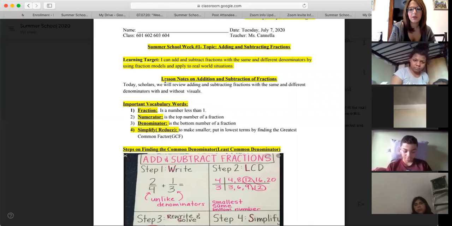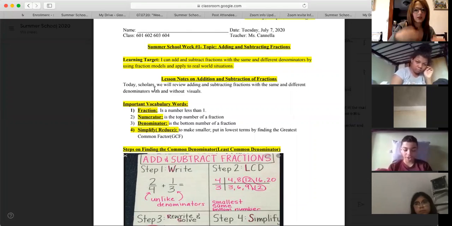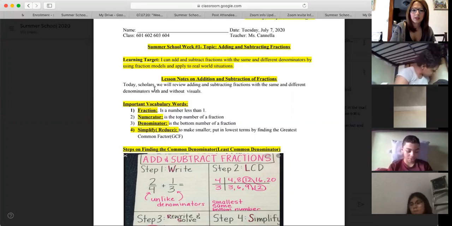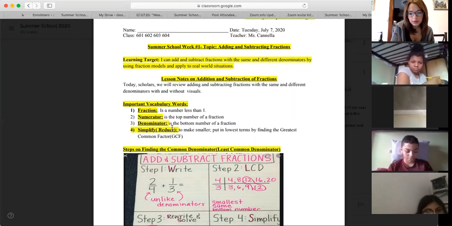Now, Lorenzo, read to me where it says lesson notes. What does it say? Today's scholars, we will review adding and subtracting fractions with the same and different denominators with and without visual. All right. Lorenzo, the first word, fraction. What does it say? Number less than 1. Numerator is the top number from a fraction. Denominator is the bottom number of a fraction. Simplify, reduce, to make it smaller, put in lowest terms by finding the greatest common factor.